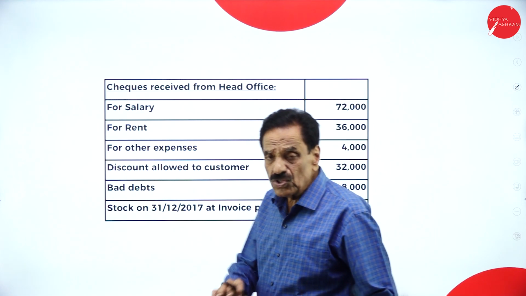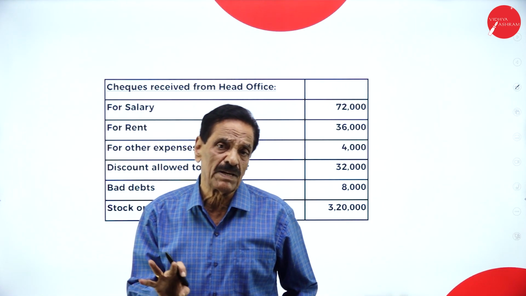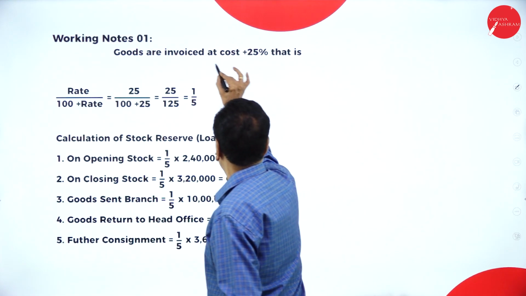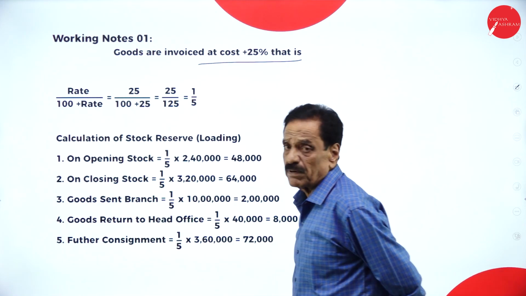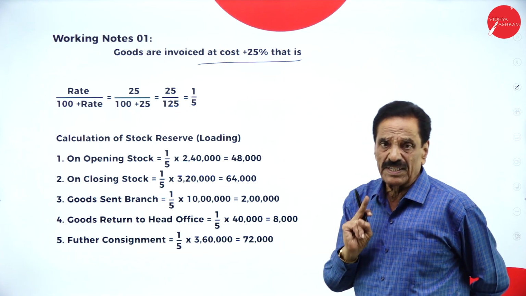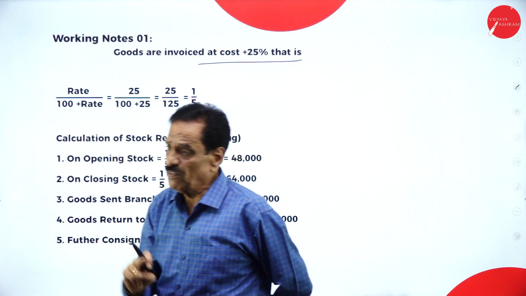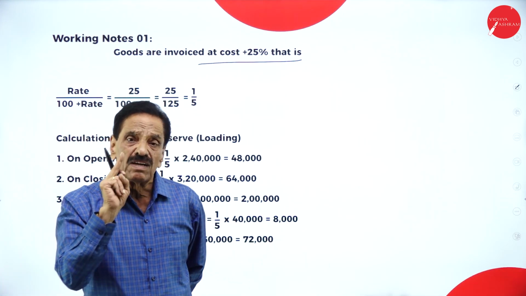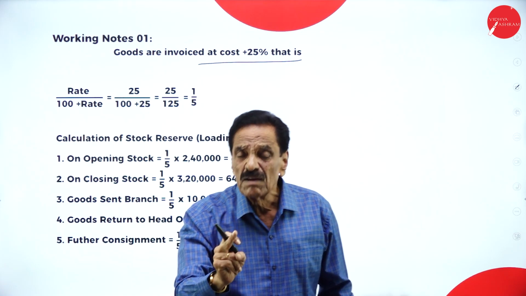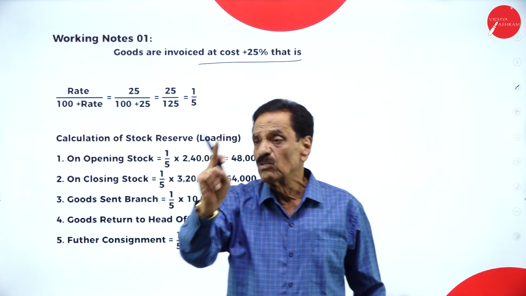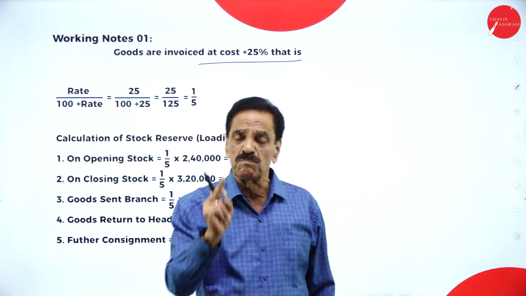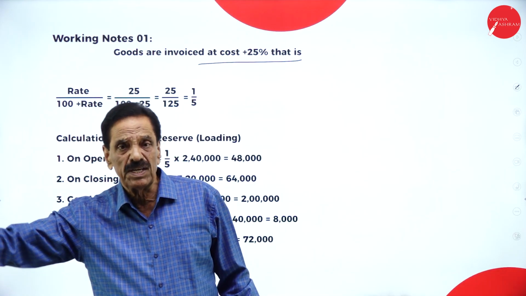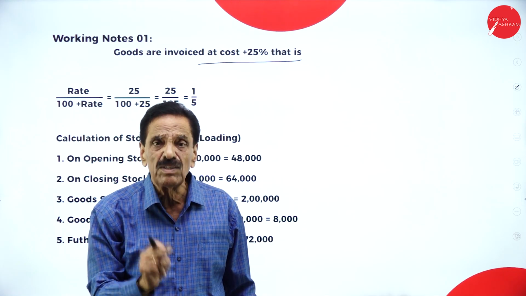Now, we will mark that goods are sent at cost plus 25%. So, working note: goods are invoiced at cost plus 25%. If the cost is 100, profit is 25, and 125 is the invoice price. For rupees 125 invoice price, profit is 25. That is 25 by 125.